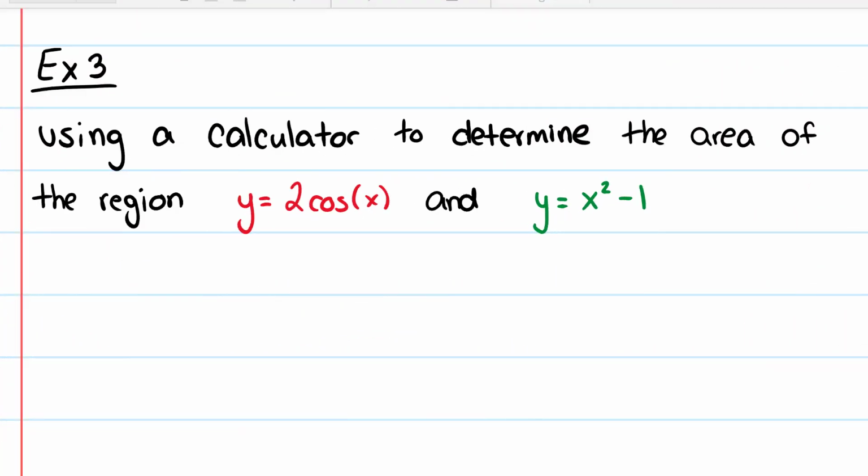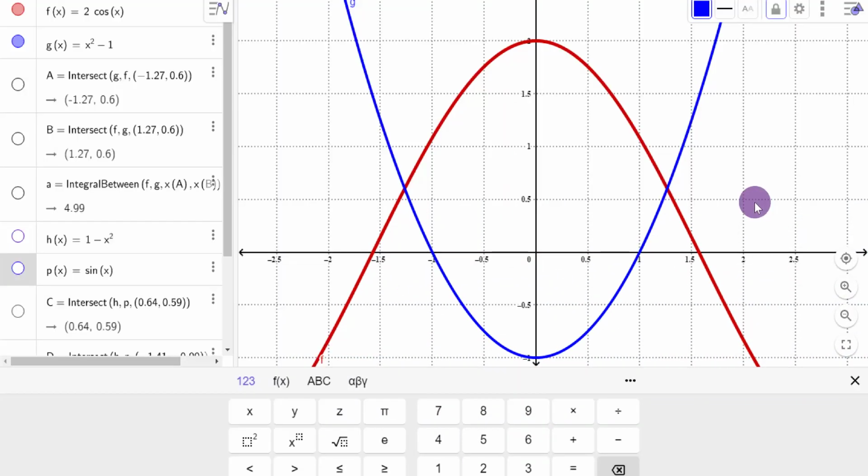Example 3. In example 3, we're going to use a calculator to determine the area of the region between y equals 2 cosine of x and y equals x squared minus 1. If we graph both these functions on a calculator, we'll get something that looks approximately like this. You might have to change your window in order to see exactly what I'm seeing.